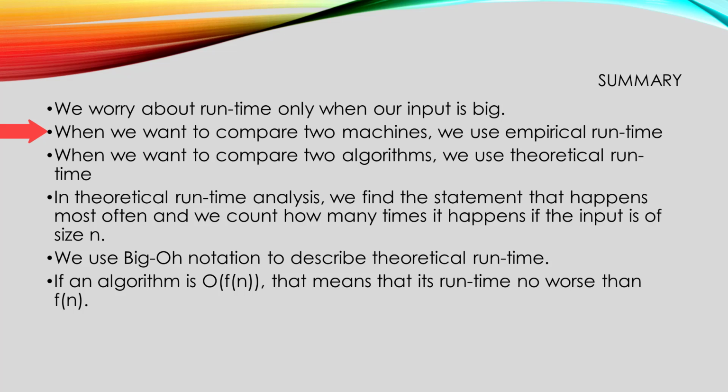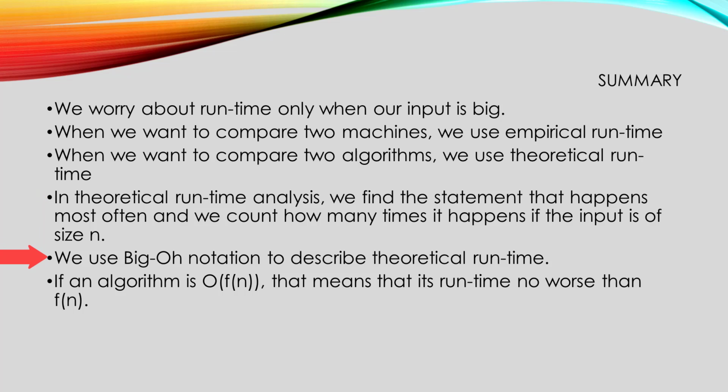Empirical runtime is measured by watching the algorithm run, and it is generally used to compare two machines. Theoretical runtime analyzes how the runtime will grow as the size of the input gets larger, and is generally used to compare algorithms. Theoretical runtime is found by finding the statement that happens most often, and then figuring out how many times it runs when the input is of size n.